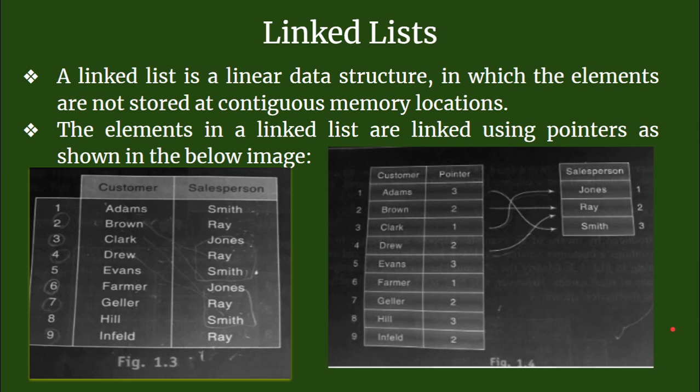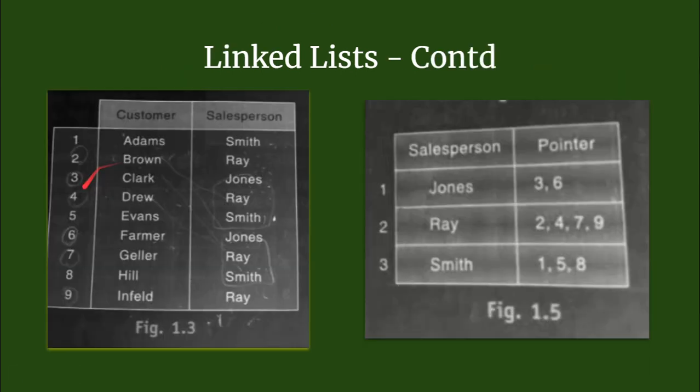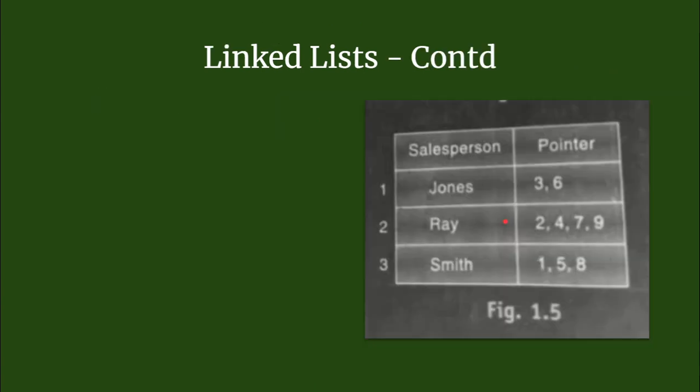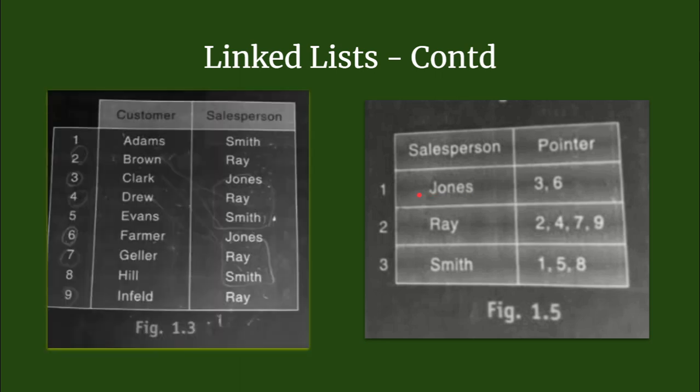Next is another representation. The same table is considered here. The difference is that you are using the salesperson. In the previous slide we used the customer and the pointer. Now in another representation we use the salesperson and the pointers for those salespersons. The salespersons are Jones, Ray and Smith. Jones is associated with the clerk as well as the farmer, having the indexes 3 and 6.